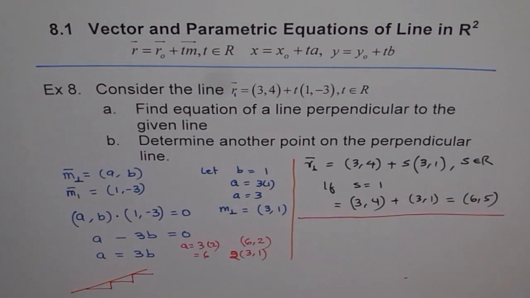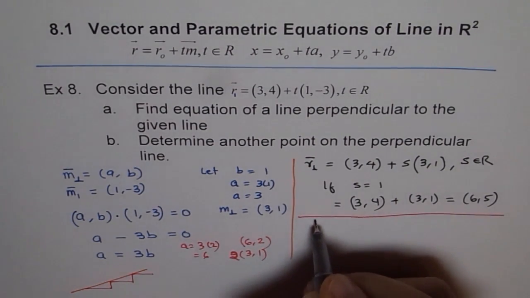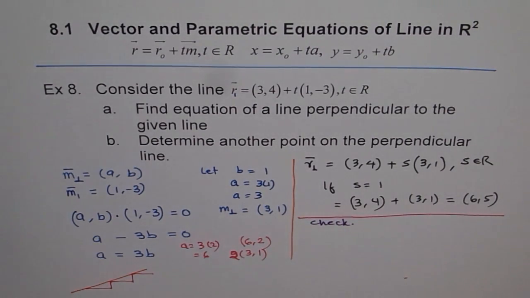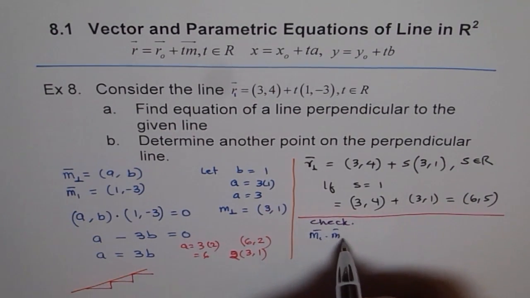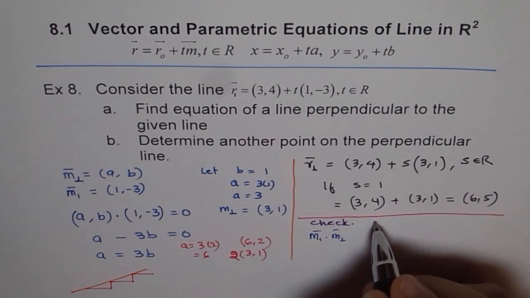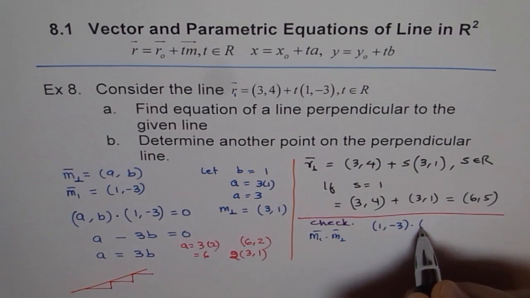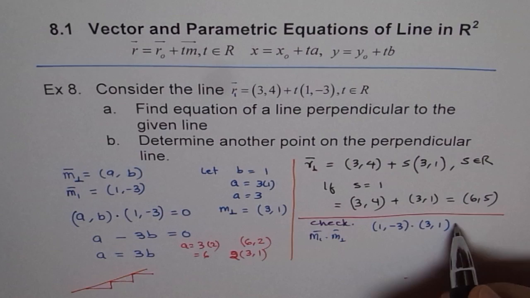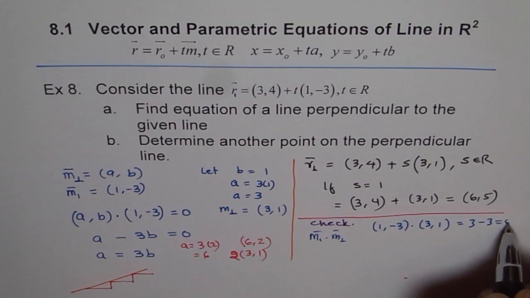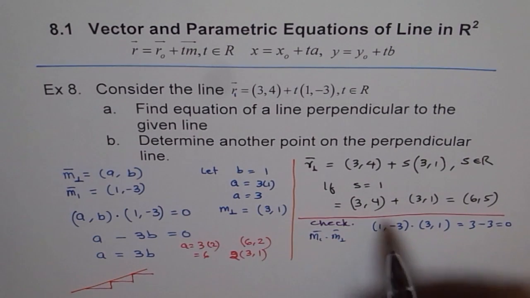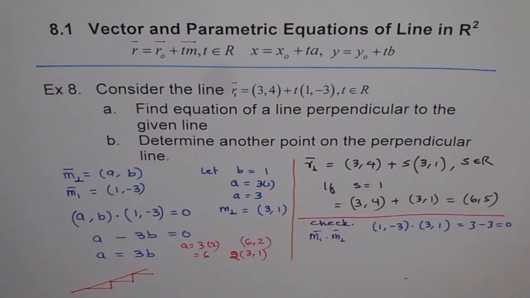Now, as a check, we can make sure our line is really perpendicular. We do m1 dot m perpendicular. So we have (1, -3) dot (3, 1), and when we do this, 1 times 3 is 3, and -3 times 1 is -3, and you get 0. Since the dot product is 0, we are sure that the two lines are perpendicular. That is an additional thing just to give you an overview of different aspects of the same thing.